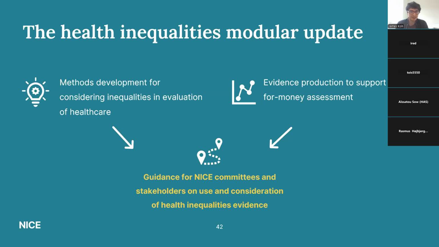And that resulted in what we call a modular update, which is NICE has this big methods manual, and a modular update is just adding in a bit of extra content to that manual to reflect a change in methods and process. And for this, it was the allowance of certain quantitative health inequality analysis.